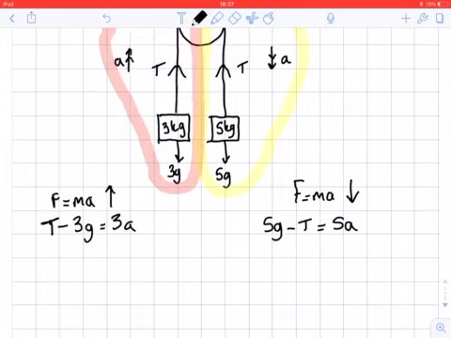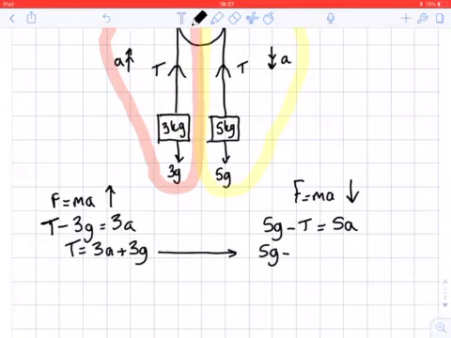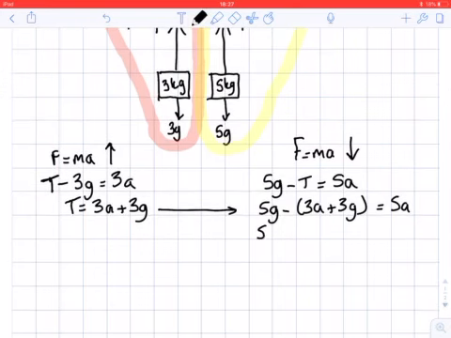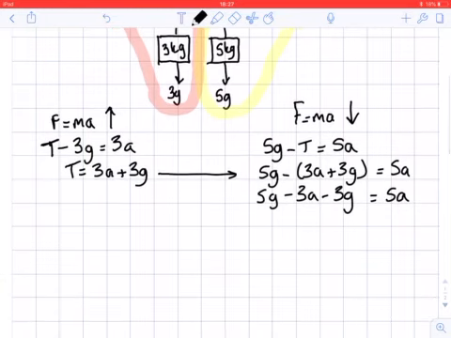So if I was going to take the left-hand equation, for example, I could rewrite that as T is equal to 3a plus 3g. And I could take that equation now and use it as a substitution here. So if I was substituting in, I'd have 5g minus (3a plus 3g) is equal to 5a. Now obviously we'd need to be careful of signs here, so we'd have 5g minus 3a minus 3g is equal to 5a, and then we just need to gather our terms.